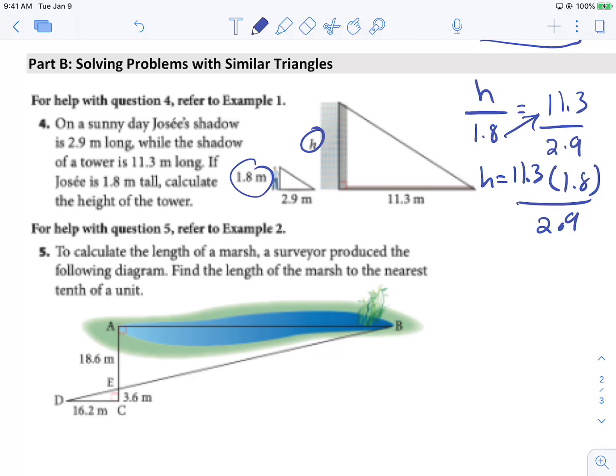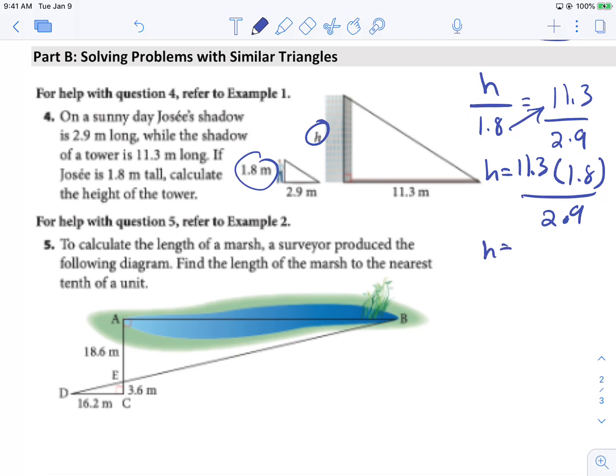And when we do that, you're going to have to put that all in your calculator at once, and I cannot do that off the top of my head here. 1.8 divided by 2.9. That gives me a height of about 7.01.